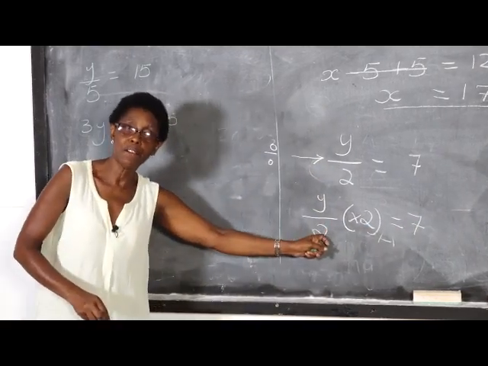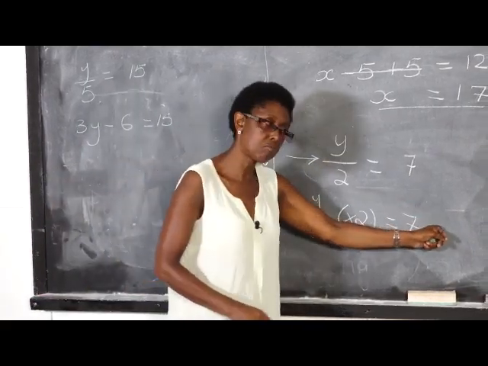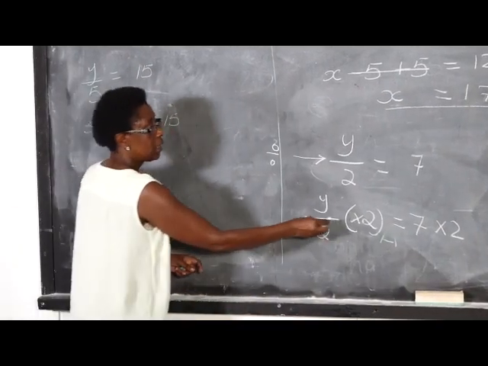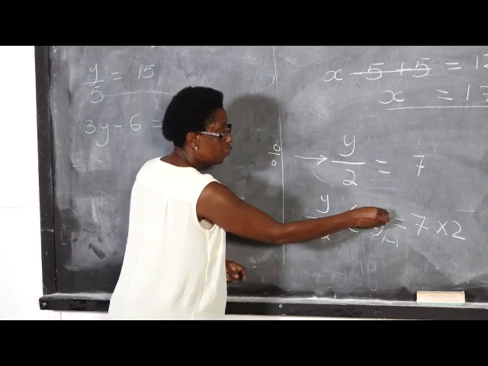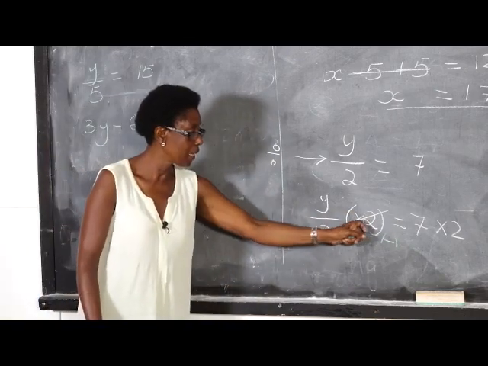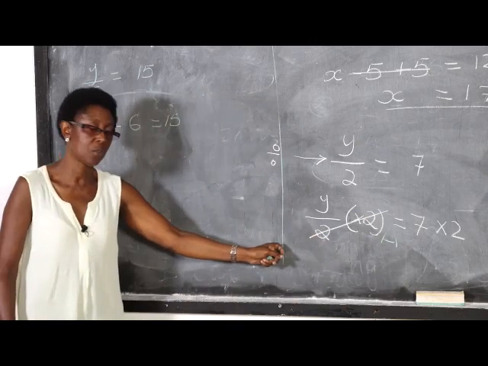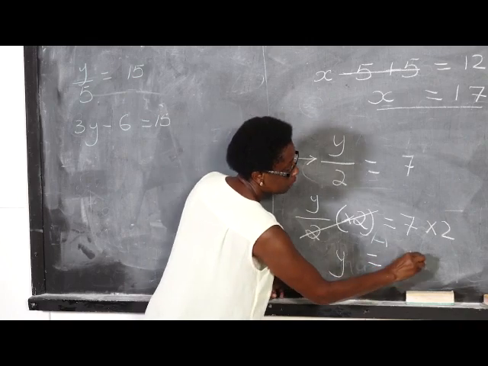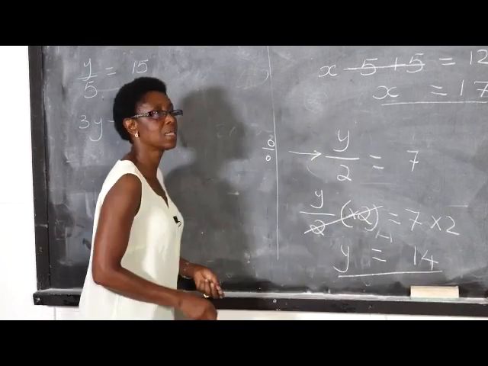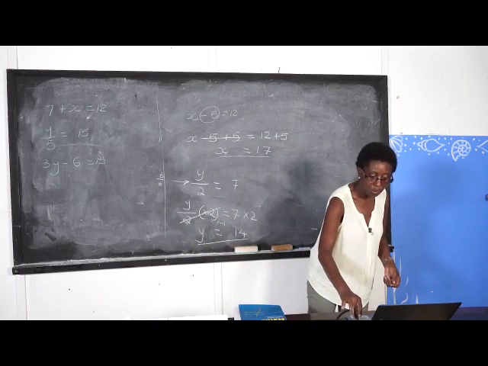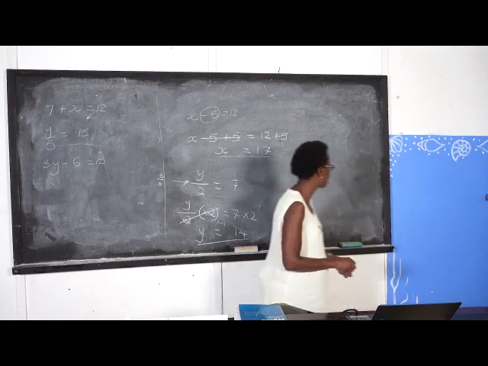Whatever I do to the left-hand side must be done to the right-hand side. So I multiplied by 2. Okay? Divide by 2 times by 2, they can cancel each other. So I've got y equals 14. And that's the final answer. Okay? We'll do one more. And then it's your turn.